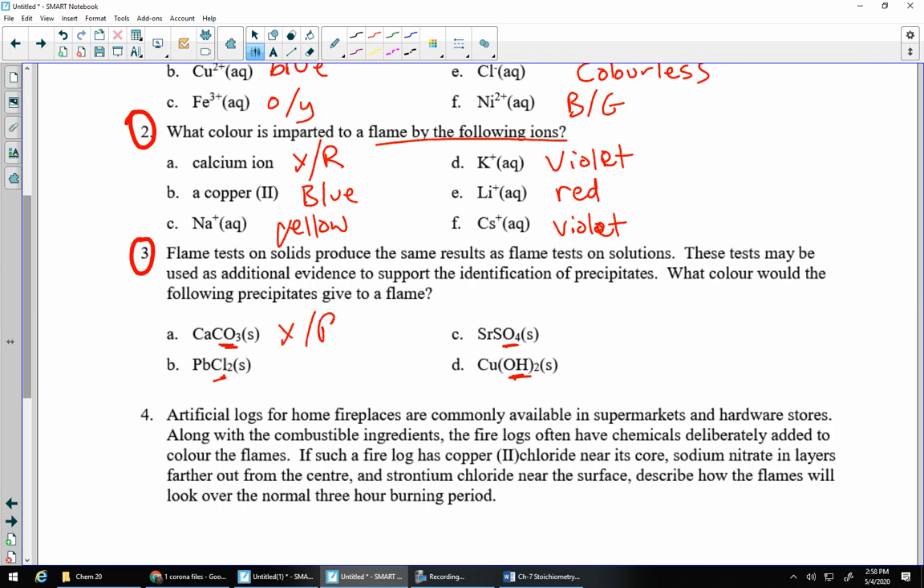So yellowy red for calcium. For lead 2, it should be a bluish white. For strontium, that's our nice red color.